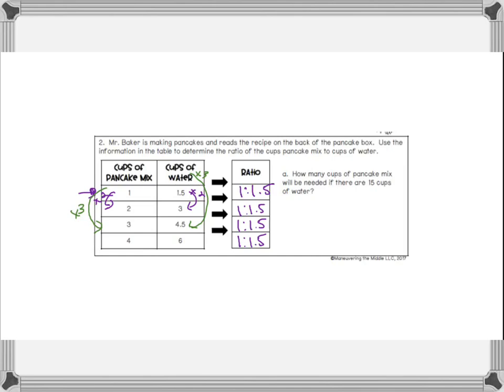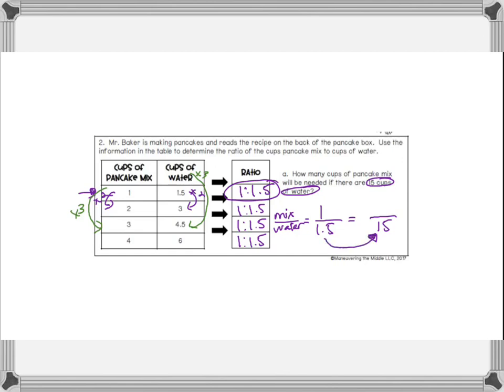So now we've got to find out how many cups of pancake mix we'll need if we're going to use 15 cups of water. So we're going to set up those proportions like we have been working with. First, we'll have our labeling ratio, which is going to be our mix to our water. We're going to use this base ratio here. 1 cup of mix uses 1.5 cups of water. So we need to know how much for 15 cups.